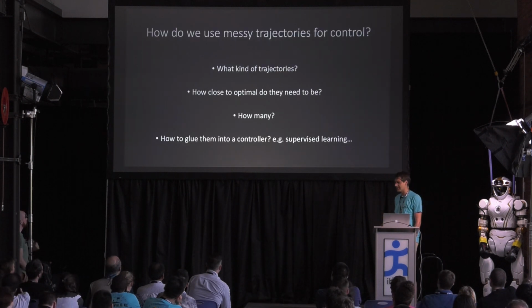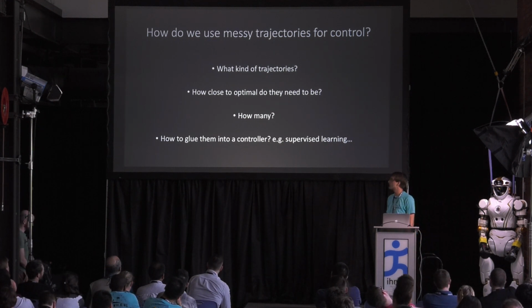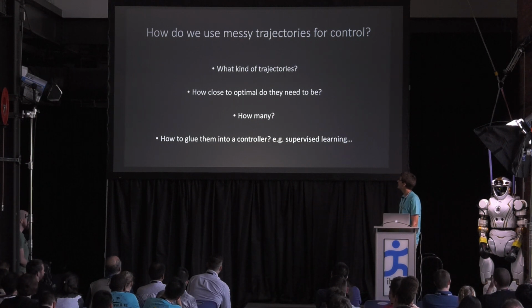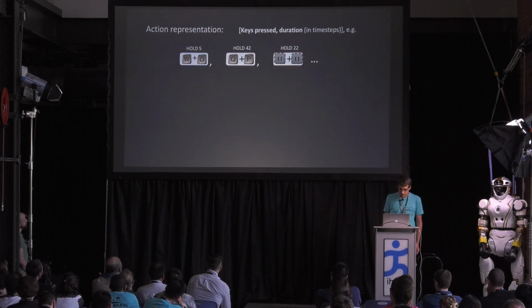So here's some things I'm thinking about that I don't necessarily have answers for now. But how do we use messy trajectories for control? So like, what kind of trajectories do we want? How close to optimal do they have to be? How many do we need? And then how do we fuse those together into something that's a controller?